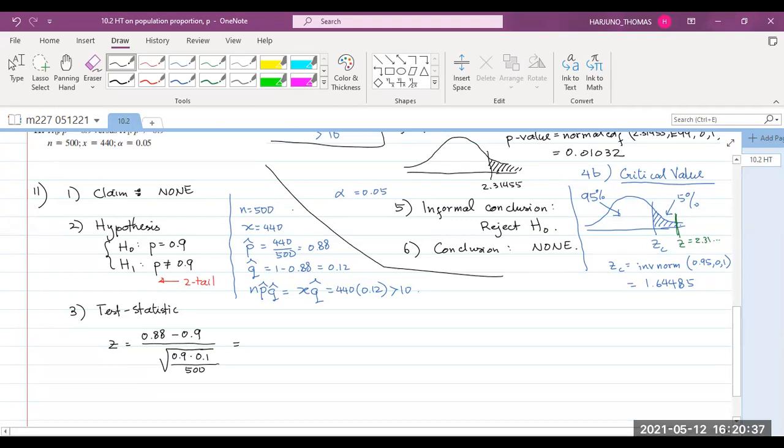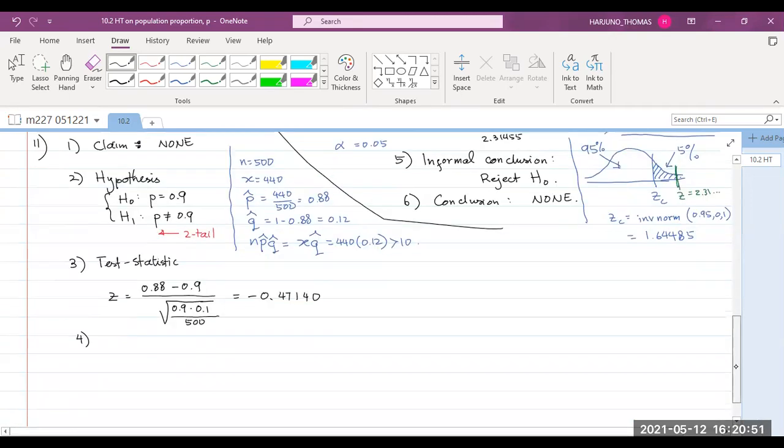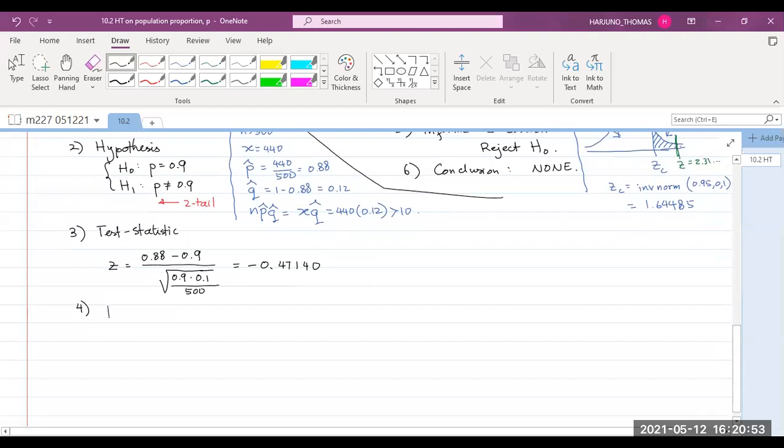Yeah, this is supposed to be negative 0.47140. That's the test statistic. Now, step 4. What is the p-value?